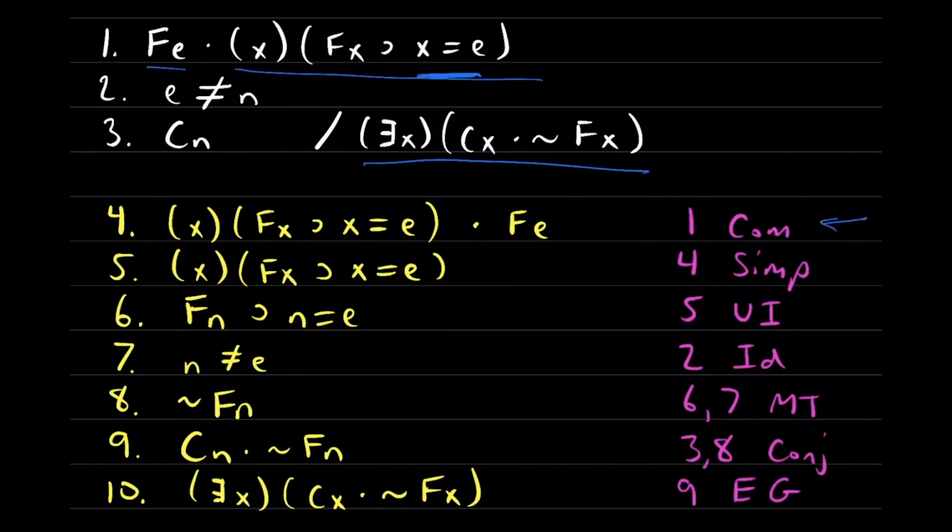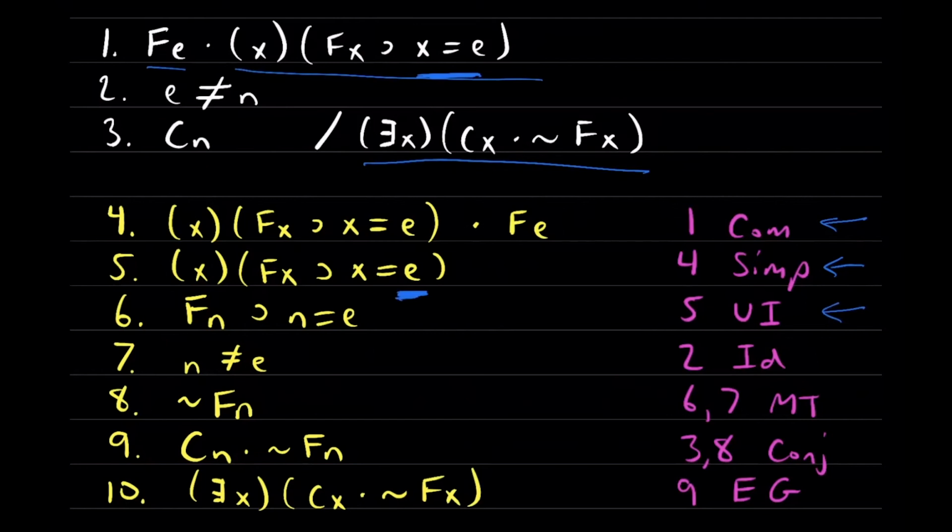In the first line of this proof, a commutation step has been done to get that universal statement on the left side of that conjunction so we can simplify it, which is what's been done here on line 5. We've just dropped the FE and simplified the left hand of that conjunct, which is that universally quantified statement, to get it on its own line. So for all X, if F of X, then X is identical to E. Line 6 is just an instantiation of that statement.